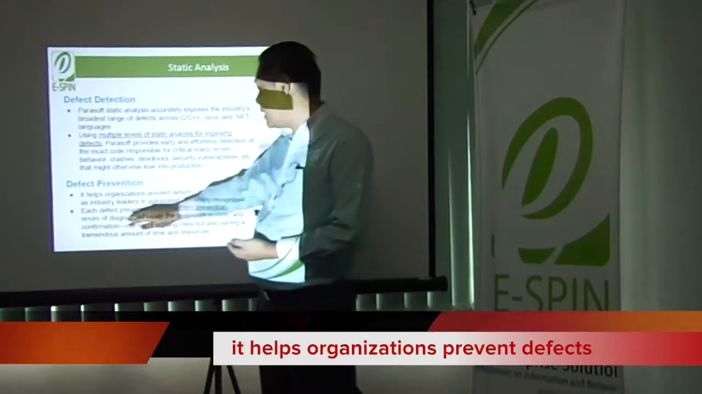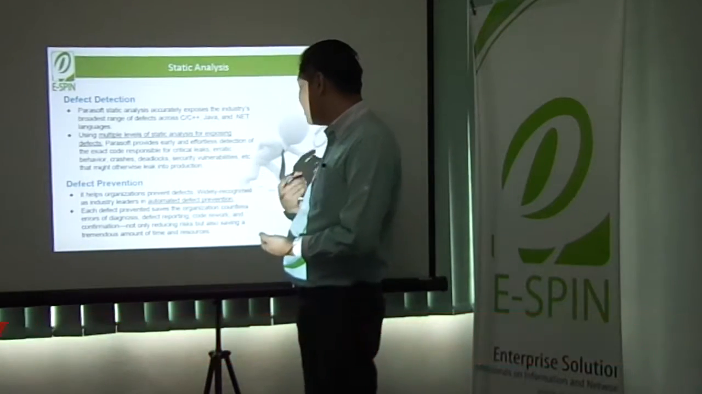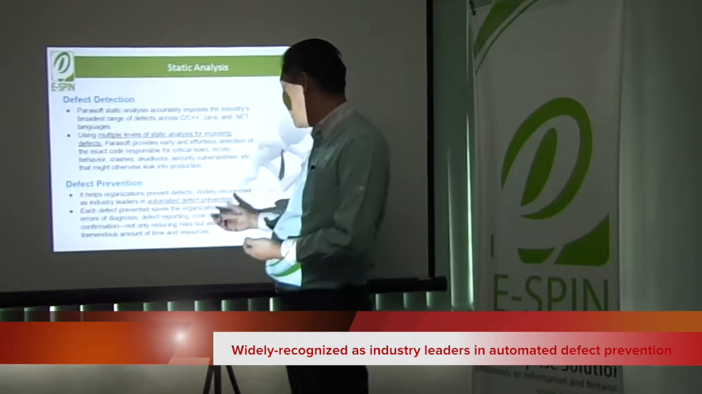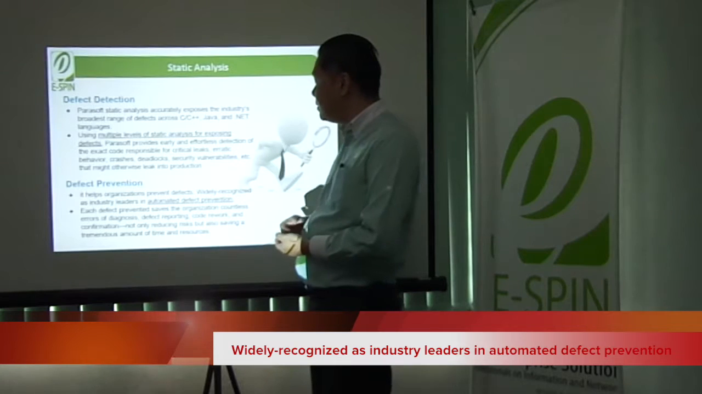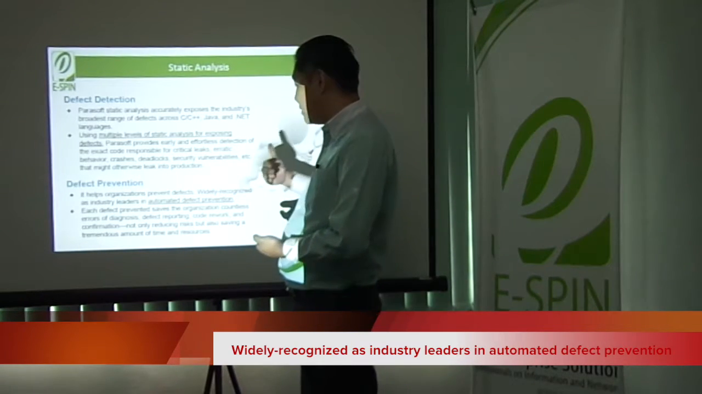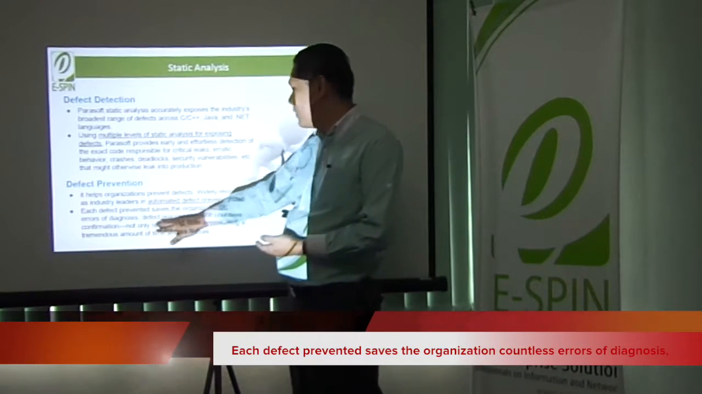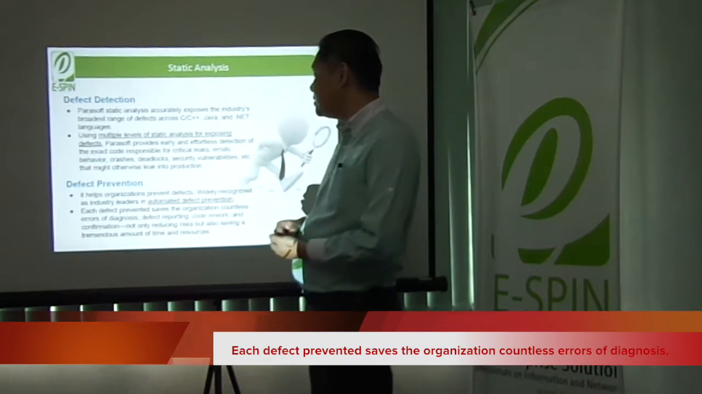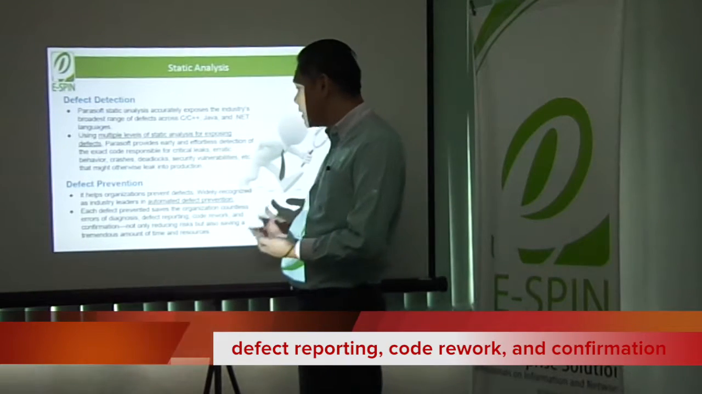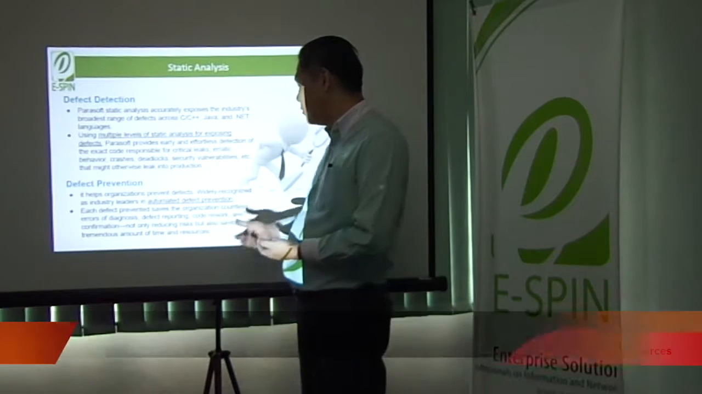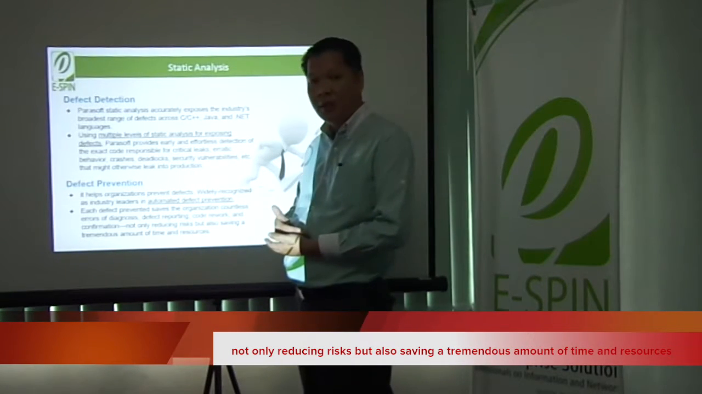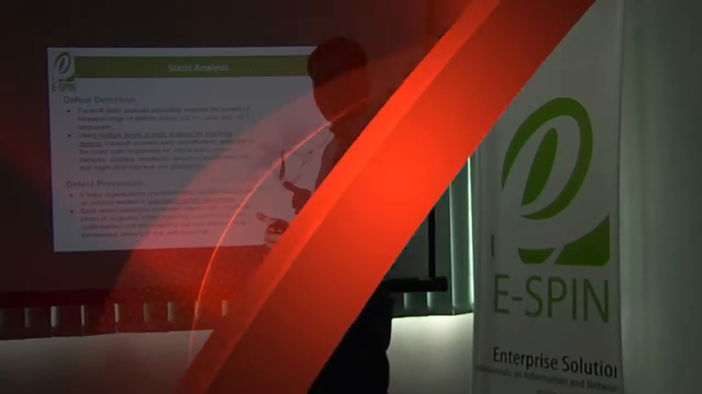It helps the organization prevent defects. It is widely recognized as an industry leader in automated defect prevention. If you can prevent it in the first place, it is better to do it at that level. Each defect prevented saves the organization countless hours of diagnostics, defect reporting, code rework, and confirmation, not only reducing risk but also saving a lot of time and resources across everything your company does.